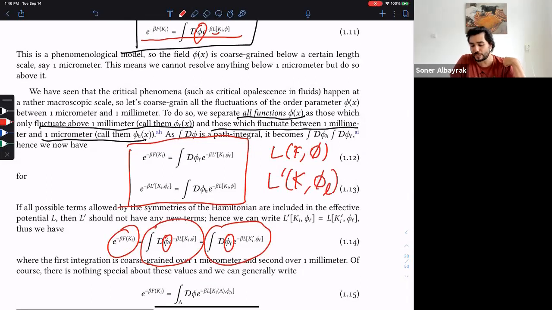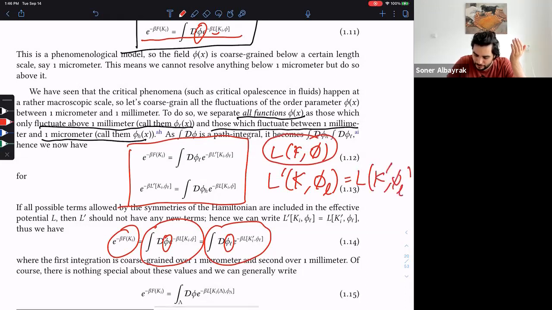But if this lambda potential includes all the terms which have the relevant symmetries of the Hamiltonian, then this L prime shouldn't have any new terms. These should be again the same terms that we already had in L. So this is just L, the same L, with K prime, phi L. So the change would be in these coefficients K, the phenomenological parameters, or in QFT called coupling coefficients.